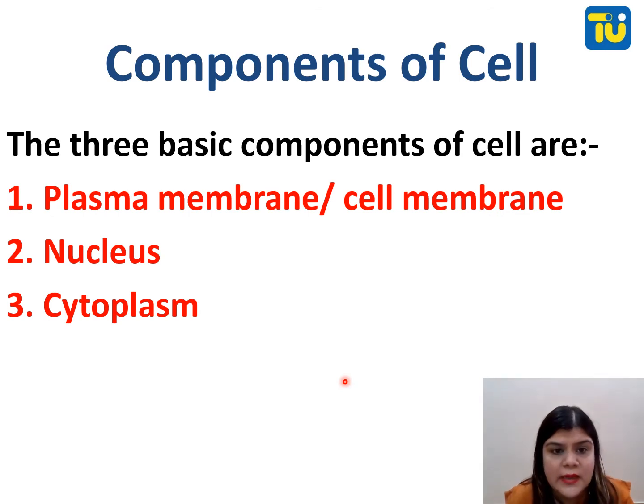Components of the cell. Three basic components of the cell are plasma membrane, nucleus, and cytoplasm. Fine. So these are the three basic components of a cell. Plasma membrane, which is also known as cell membrane, which is present outside the cell. Then there is a nucleus, which is the brain of the cell, and then there is a cytoplasm. Fine.